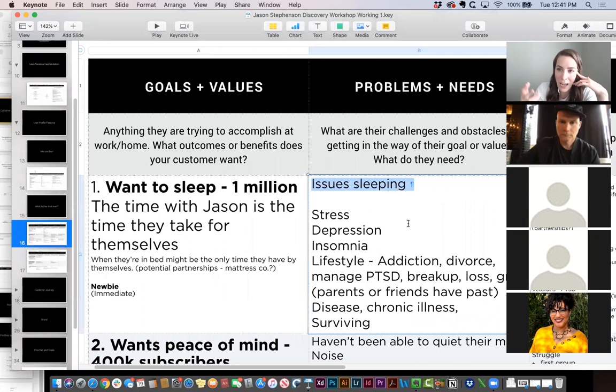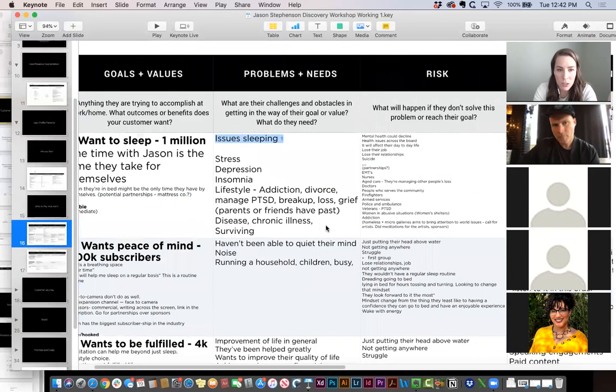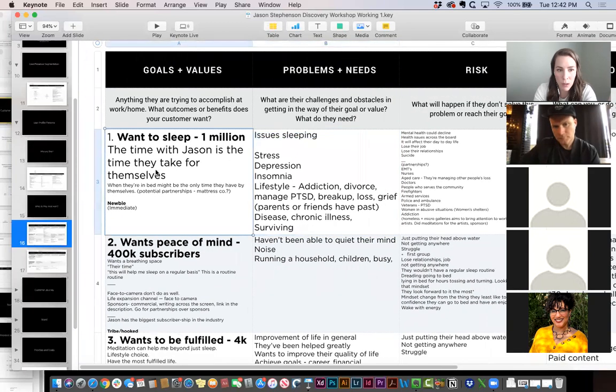But my client's like, I don't want to just help people with their meditation to sleep. I want to help them with deeper core things of life. I'm like, okay, well, let's keep talking. So as he was talking, this was the first one. The issue is sleeping, and how does he help them? He actually helps them by giving them sleep meditations. So their goal was they want to go to sleep. And he had 1 million plus subscribers there.